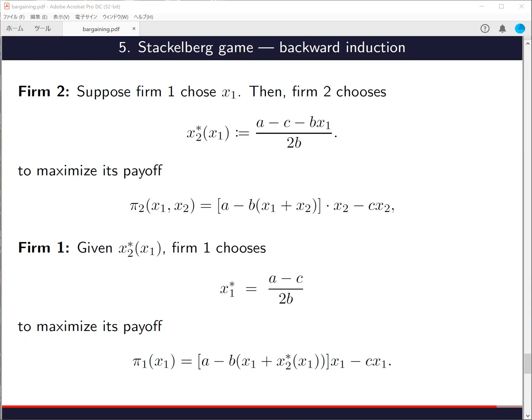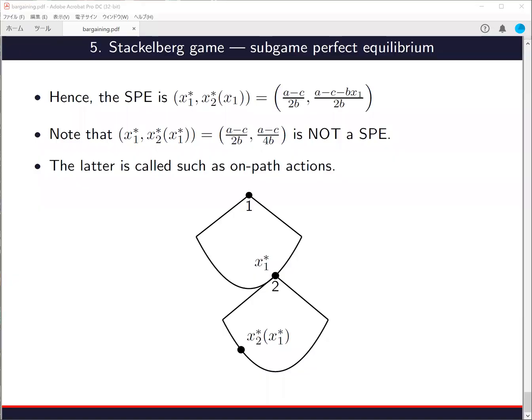Solving the problem of firm 1 gives the subgame perfect equilibrium output level x1 star. Therefore, the subgame perfect equilibrium is x1 star and x2 star shown on the slide. Note that a subgame perfect equilibrium is a strategy profile that describes all the contingent plans of actions, and so player 2's strategy has to be a function of x1. You should not provide the output level of firm 2 as the subgame perfect equilibrium.